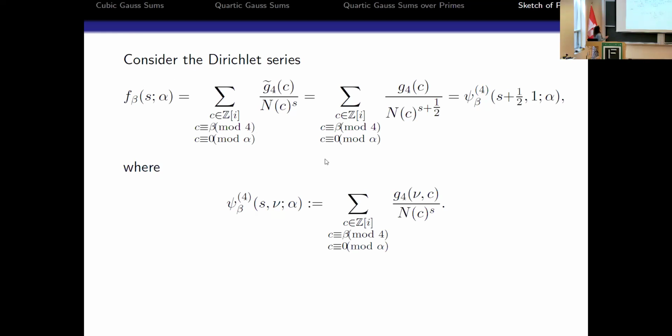We do a bit of manipulation here of this sum. We go back to the original Gauss sum, and this right here will be denoted by psi sub beta of s plus 1/2, 1, alpha. The 1 here is because we're doing the untwisted Gauss sum. If we were doing G sub 4 of nu, c, then we'd have a nu here.